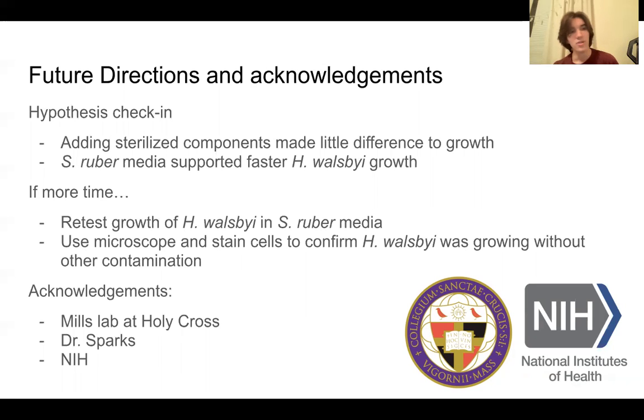I'd like to acknowledge the Mills Lab at Holy Cross for providing a space to perform this experiment and letting me use 30 flasks at the same time, Dr. Sparks for her input, and the NIH for providing Mills Lab with funding for my materials.